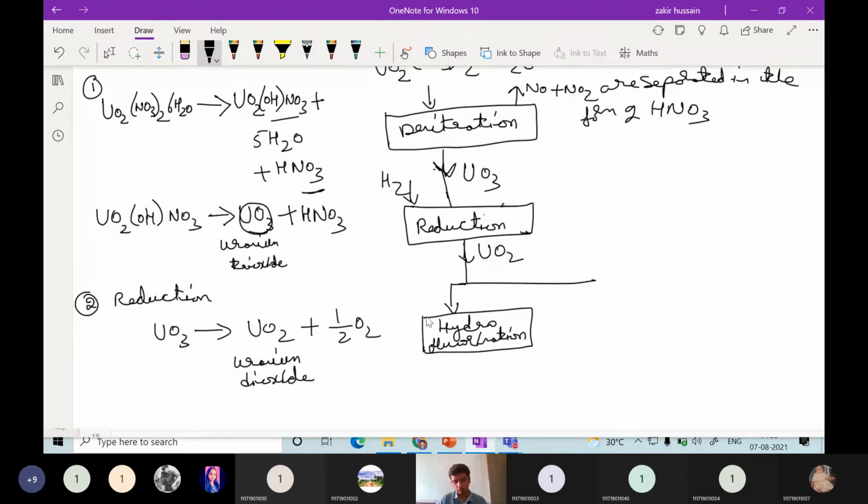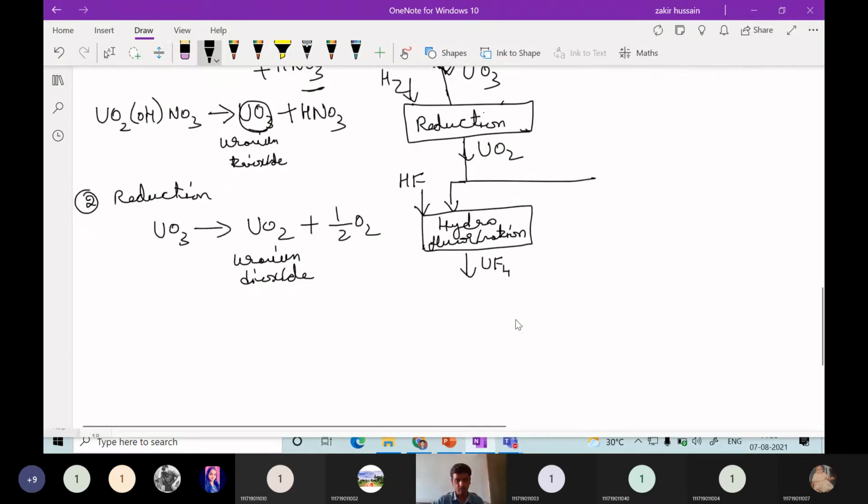Hydrofluorination. So how to do this hydrofluorination? We have to add hydrogen fluoride, HF, or hydrofluoric acid. Whenever you add this hydrofluoric acid to the UO2, it will convert your uranium further to uranium tetrafluoride. Uranium tetrafluoride can be obtained.